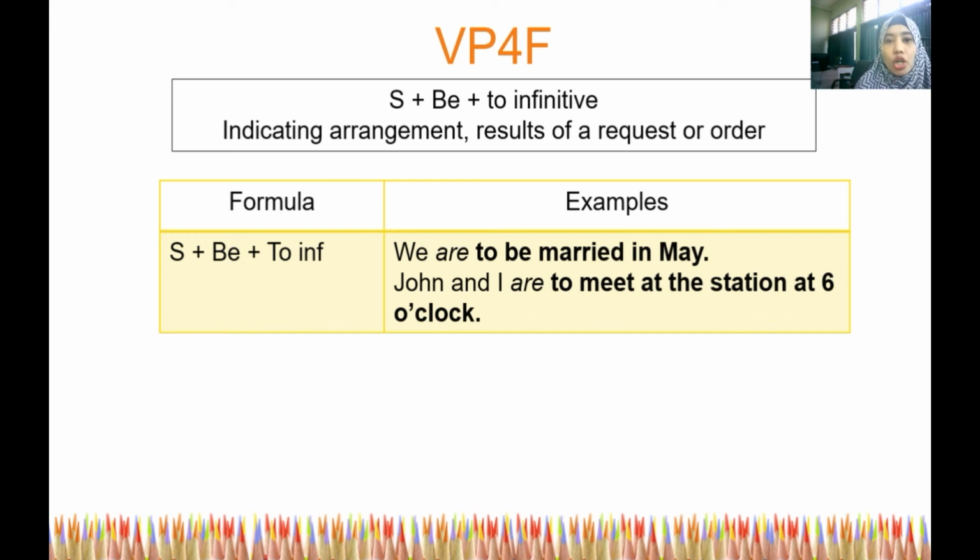And then, John and I are to meet at the station at 6 o'clock. John and I is the subject, and are here is the be verb, and to meet at the station at 6 o'clock is the to infinitive, showing the arrangement also.